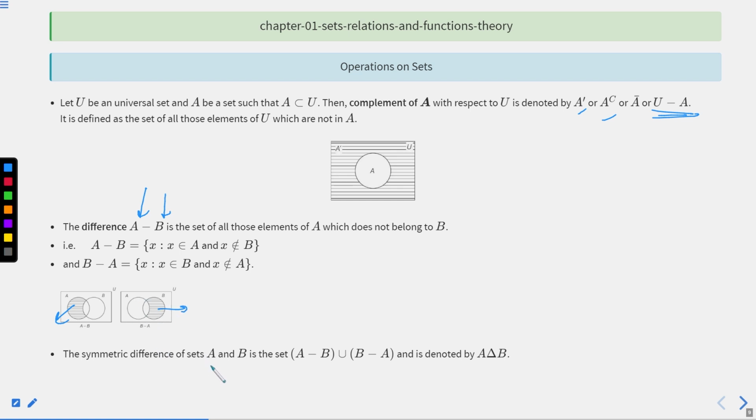Now, the symmetric difference of two sets A and B is the set (A minus B) union (B minus A).